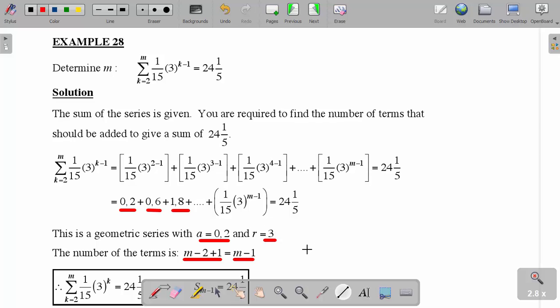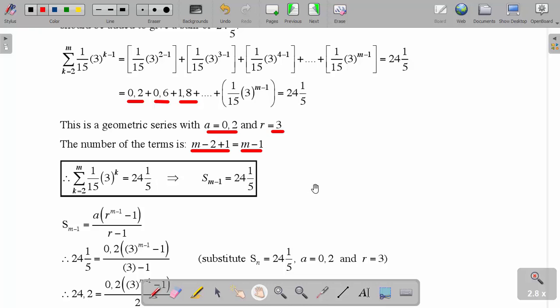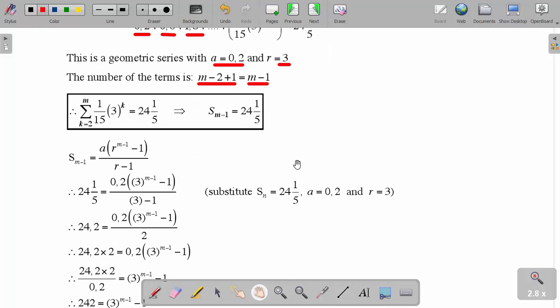Now after knowing the number of terms, the common ratio and the first term, I state my formula again, and then I substitute. And when I do so, this is what I get here. So I have S(m minus 1) equals 24 and 1 over 5. The formula says S(m minus 1) equals a, open brackets, r power m minus 1, this is my n, minus 1, divided by r minus 1. So I substitute with Sn equals 24 whole numbers and 1 over 5, my a as 0,2, and my common ratio as 3.